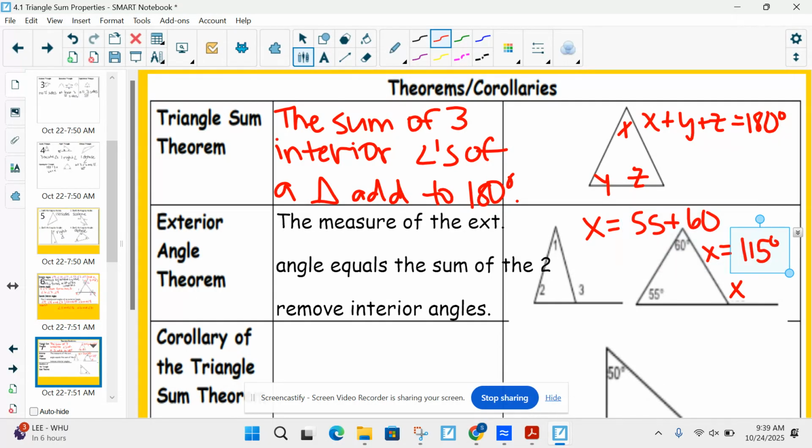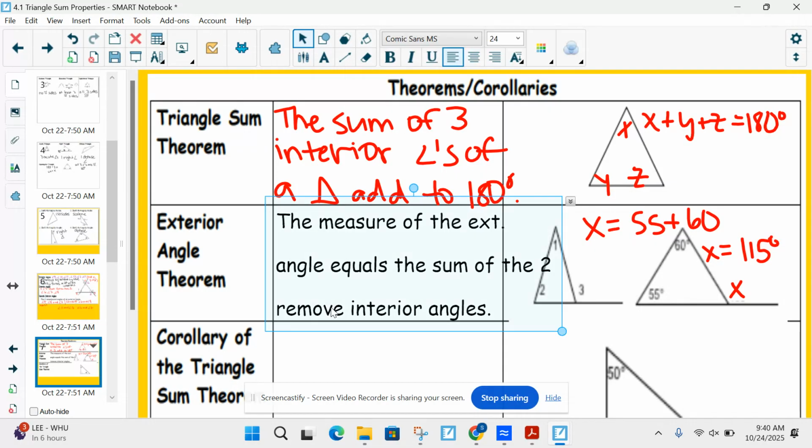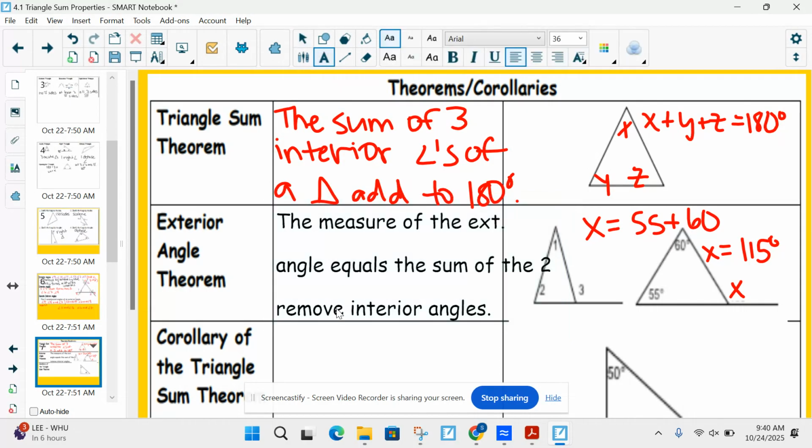What is remote? Oh, that's supposed to say remote interior angle. Remote. That bottom one looks very dreadful. Remote interior angles. Oh my god.